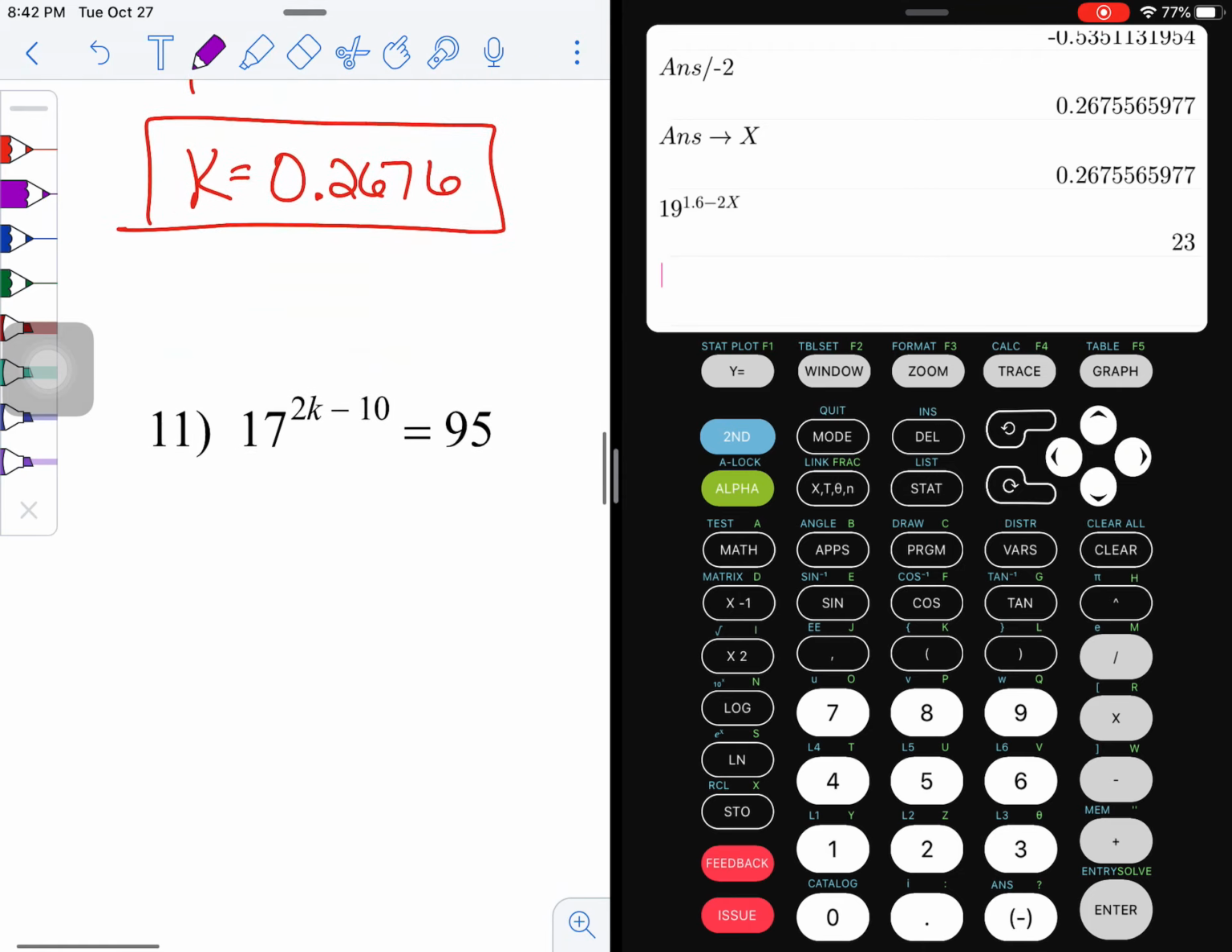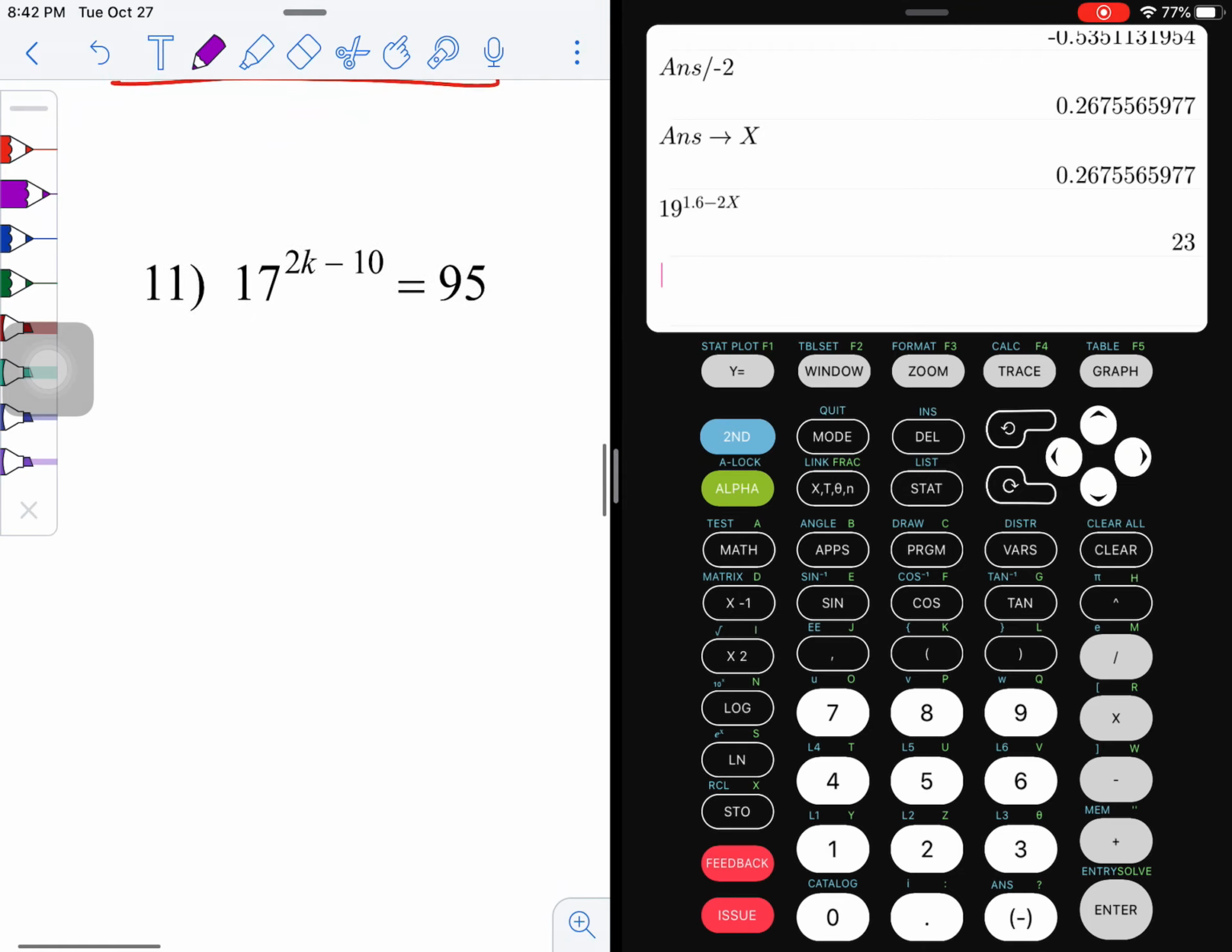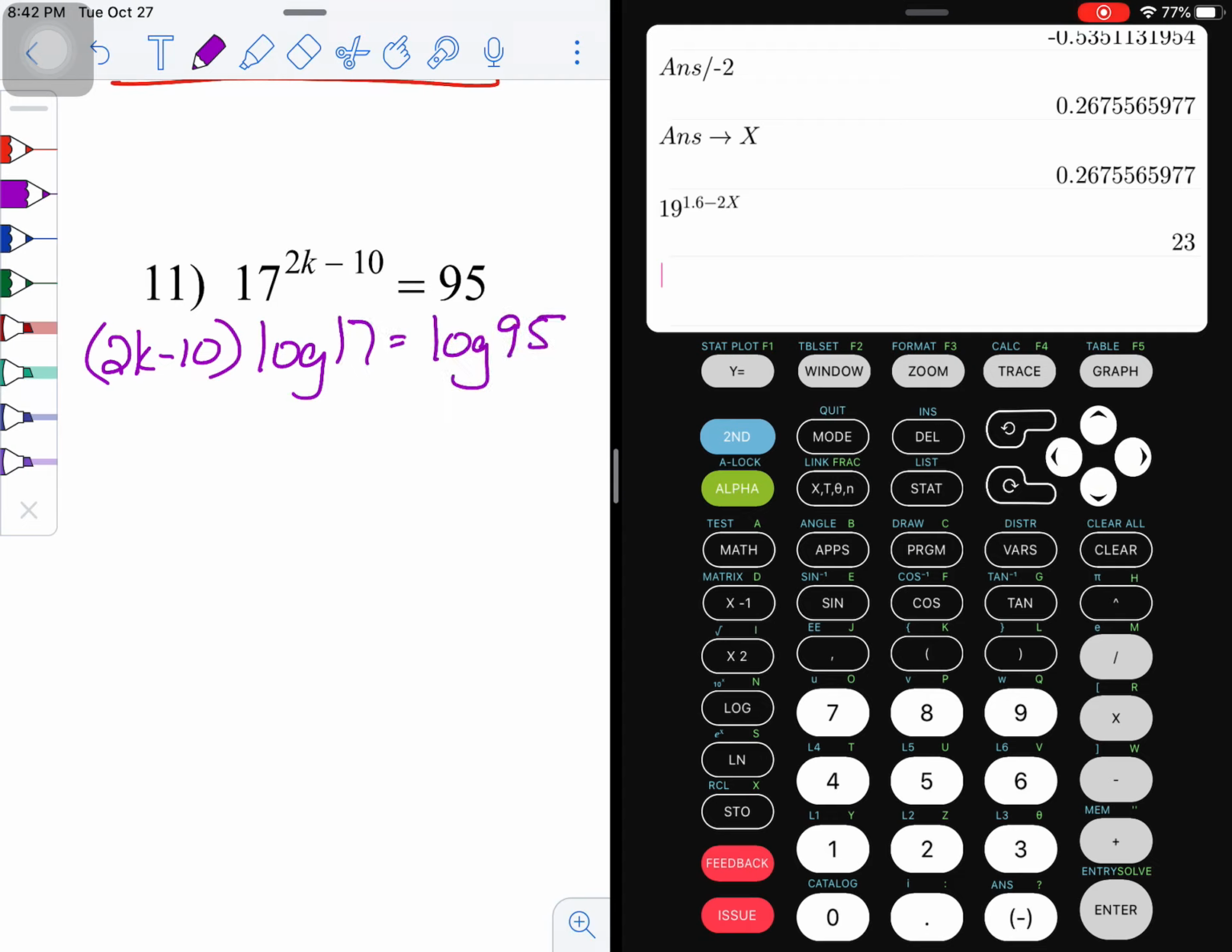All right, so we've got number 9 done. Let's roll on down to number 11 here. And number 11 is pretty much the same idea. So let's go ahead and roll right into it. So we've got 2k minus 10 flies out front as the coefficient to log of 17. So that's going to equal log of 95. I'm going to divide both sides by log of 17.